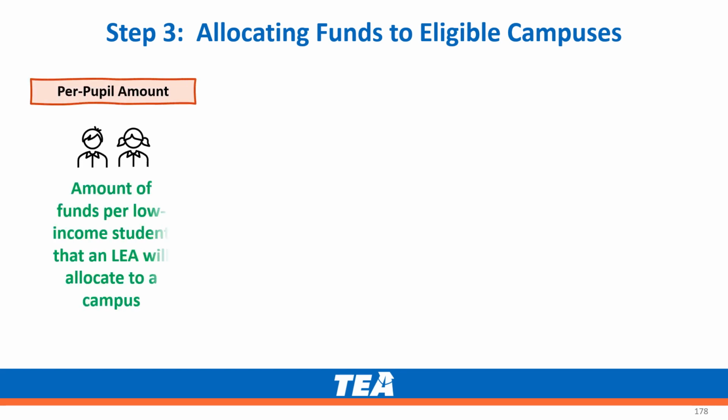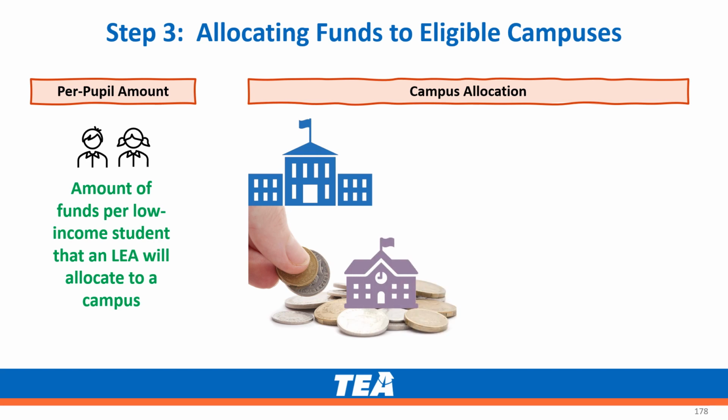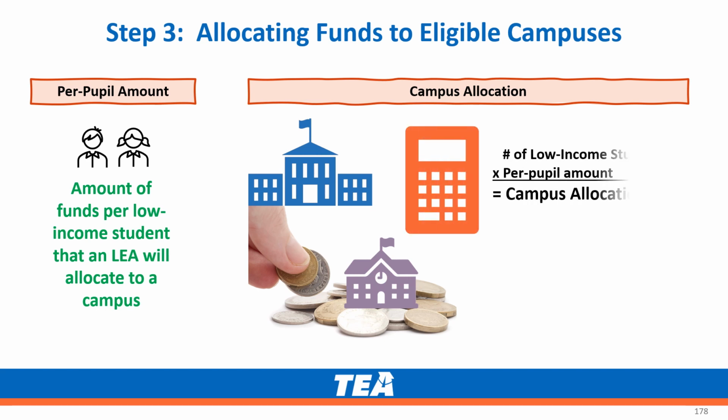I will be referencing per pupil amount. The per pupil amount is the amount of funds per low-income student that an LEA will allocate to a campus. Campus allocation will also be referenced. The LEA determines the amount it will allocate to a campus, and the amount is referred to as the campus allocation. The campus allocation is determined by the number of low-income students multiplied by the per pupil amount the LEA chooses as per the requirements I will reference in this section of the training.